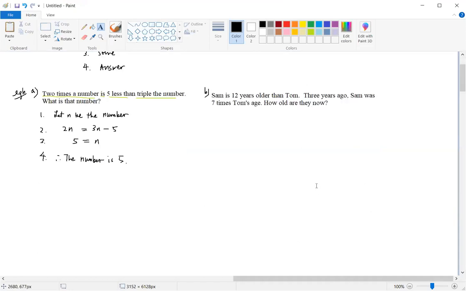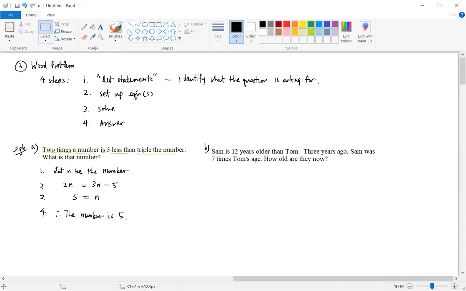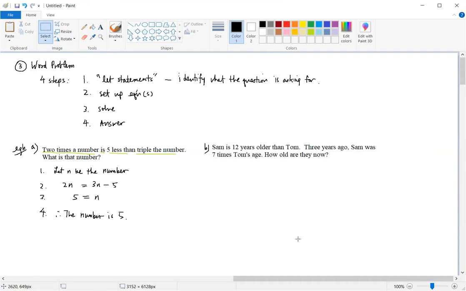Okay, just make it 2 lines of space like this. Okay. How old are they? That's what we want, their age. So let me use S stand for Sam, T stand for Tom.